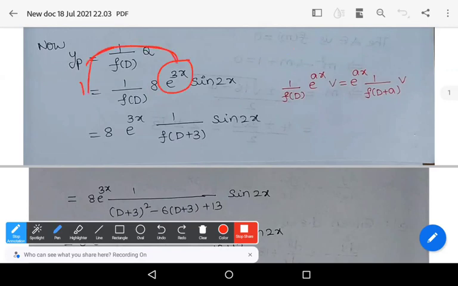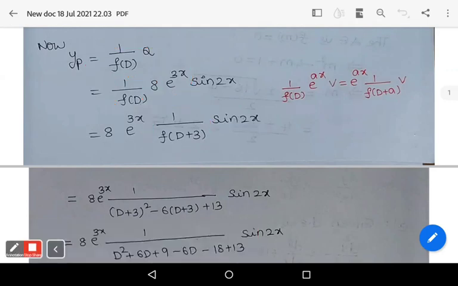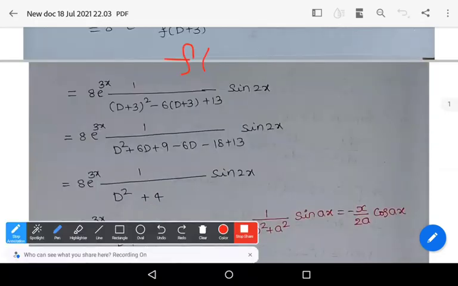E power 3x can be shifted to the left side of 1 by f of d. So you get e power 3x into 1 by f of d plus 3 into sine 2x. What is f of d? F of d is equals to d square minus 6d plus 13. Now f of d plus 3: capital D is replaced by d plus 3. So you get d plus 3 whole square minus 6 into d plus 3 plus 13 into sine 2x. Simplify. So you get d square plus 6d plus 9 minus 6d minus 18 plus 13 into sine 2x.